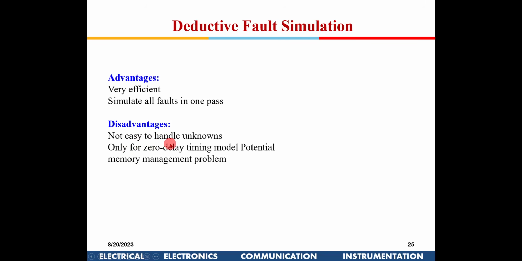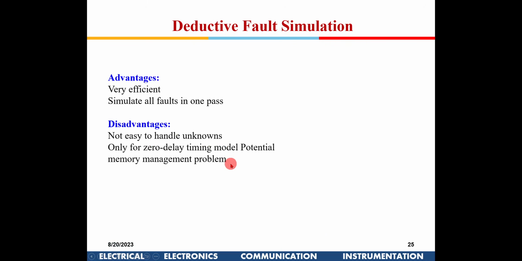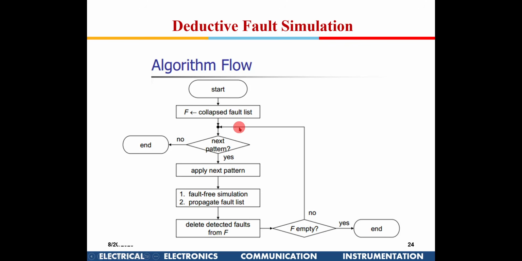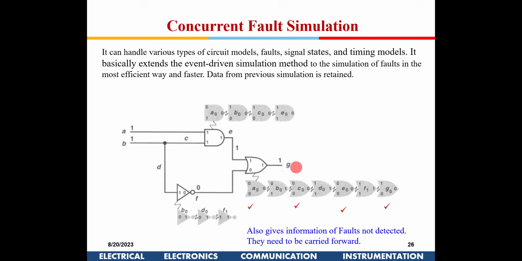Not easy to handle unknowns. Okay, that means in some cases, like in these algorithms, if some net value is not known to us for some reason, then it can't handle that. Okay, it can only handle binary values. Only for zero delay timing model. Okay, and there could be potential memory management issues. So it keeps generating for each test run and keeps pushing into the memory. This particular algorithm consumes a lot of memory. So these are some of the issues with it.